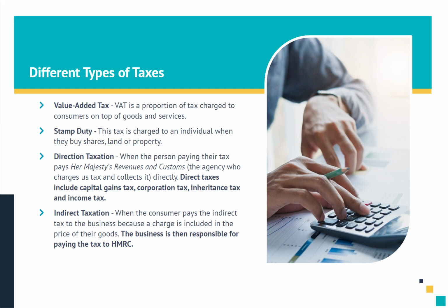Direct taxation. When the person paying their tax pays Her Majesty's Revenue and Customs, the agency who charges us tax and collects it directly. Direct taxes include capital gains tax, corporation tax, inheritance tax, and income tax. Indirect taxation. When the consumer pays the indirect tax to the business because a charge is included in the price of their goods. The business is then responsible for paying the tax to HMRC.